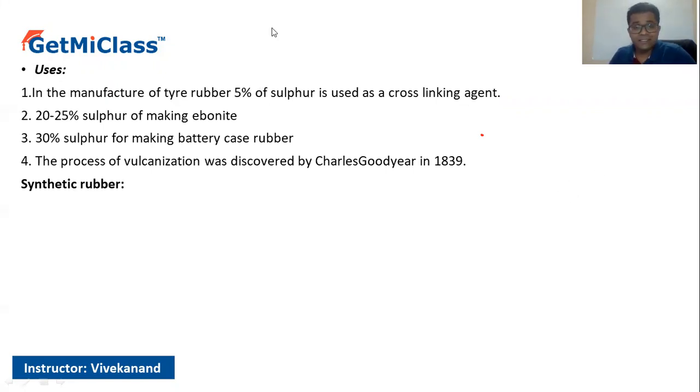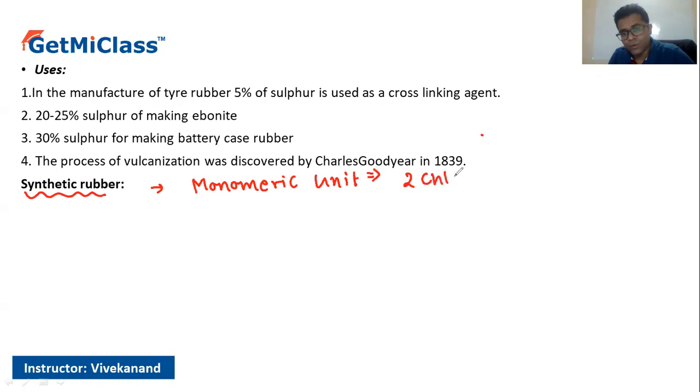While the synthetic rubber is concerned, now this synthetic rubber is actually a polymer which has the monomeric unit 2-chloro-1,3-butadiene, a very good substituent for the natural rubbers.